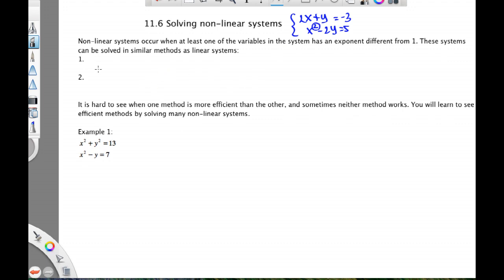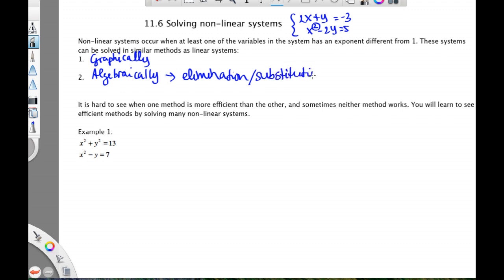Okay, they can be solved with similar methods as linear systems, so we can solve them graphically, or we can do it algebraically. And that would imply that we're either going to use elimination, which is usually my favorite if I had to do it through algebra, or substitution. So let's look at a couple.